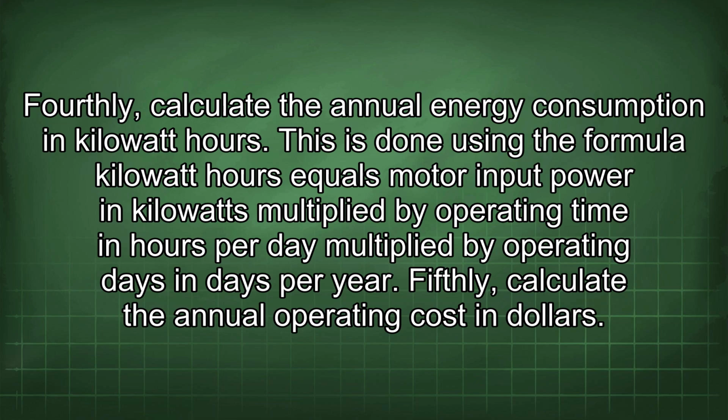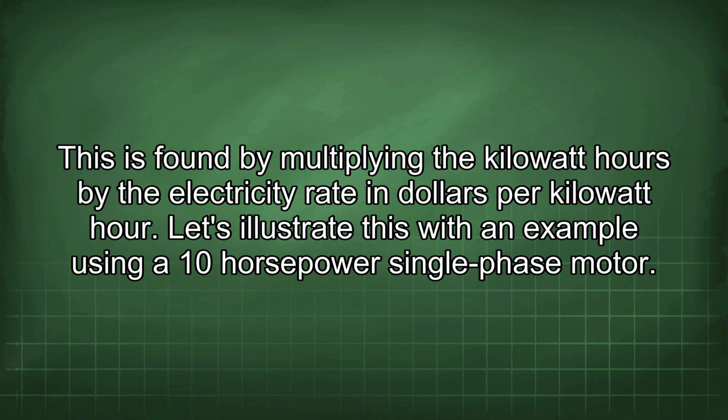Fifthly, calculate the annual operating cost in dollars. This is found by multiplying the kilowatt hours by the electricity rate in dollars per kilowatt hour. Let's illustrate this with an example using a 10 horsepower single-phase motor.